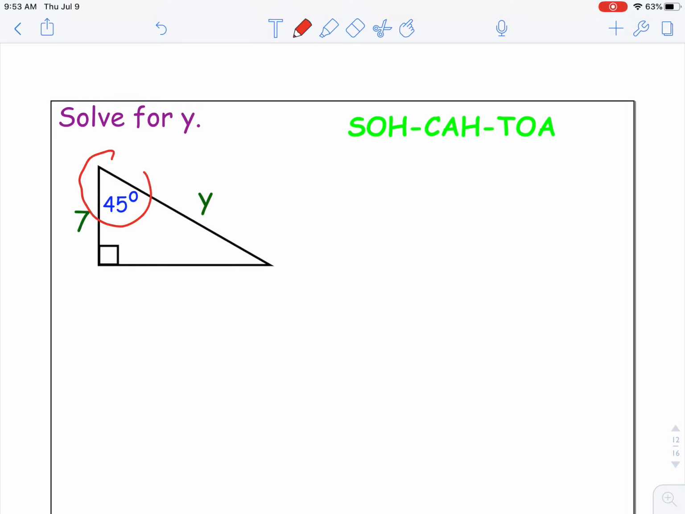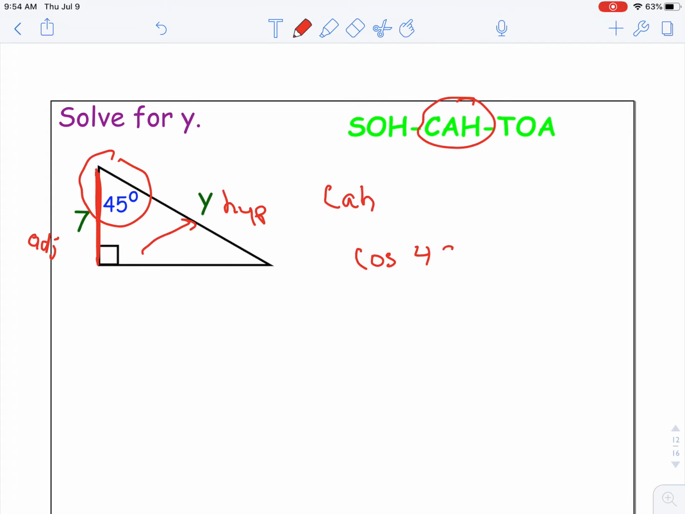So now we are referencing this 45-degree angle right here. That's the angle we have. The sides that we have in relationship to that 45-degree angle: this 7 is an adjacent side, and that y is the hypotenuse. So that's an A and an H. So what trig ratio uses an A and an H?